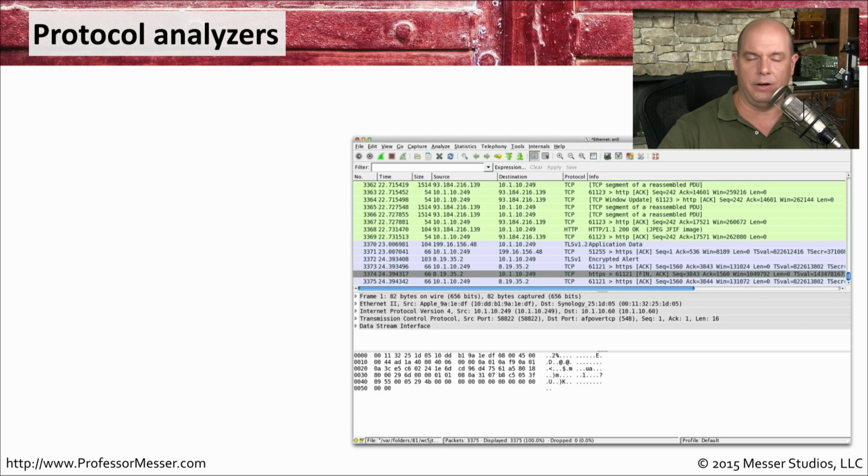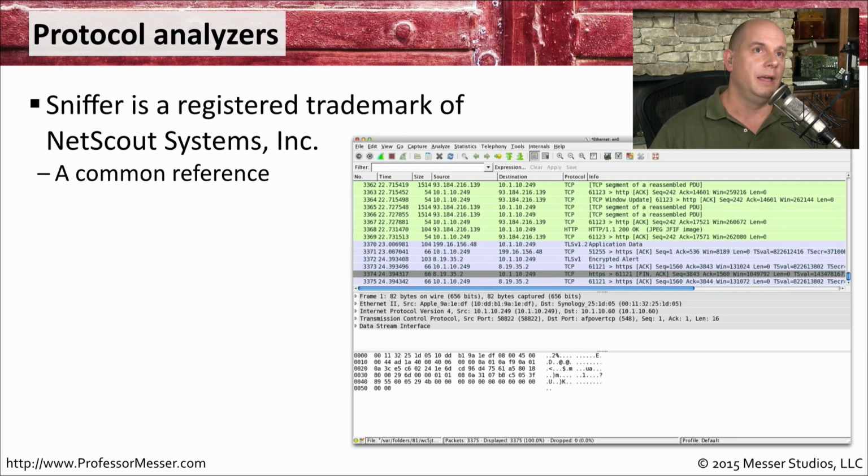I've got a screenshot here of Wireshark, the absolutely free protocol analyzer that you can download right now from wireshark.org. It's often called a sniffer, but a sniffer, as I mentioned, is an actual product that is trademarked at this point by NetScout Systems. We often call it a sniffer because at the time, the Sniffer product from Network General was the one that everyone knew about. It's almost like Kleenex or Xerox. We are using it as such a generic name. But in reality, that's an actual product. Wireshark is the one that's absolutely free.